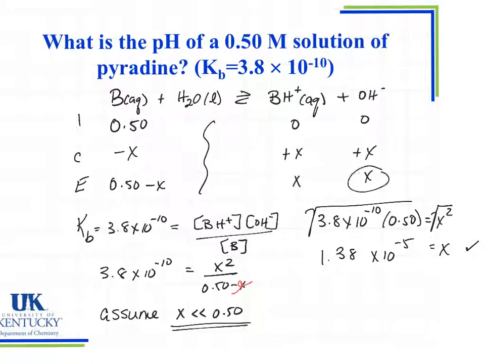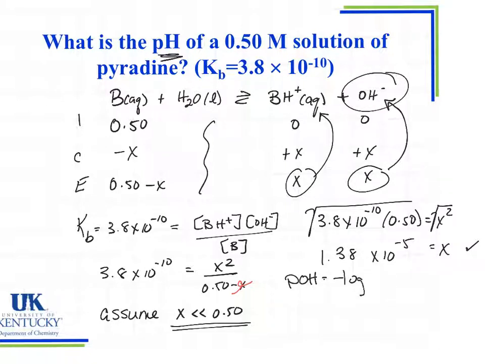All right, now let's think about what x is. If we look up here, we see that x is the OH minus concentration. Of course, it's also the BH plus concentration, but what I'm trying to find is pH. If I'm trying to find pH, it is the fact that it is the OH minus concentration that I need to know. So let's take that x and first get the pOH by taking the negative log. This is going to give me a pOH value of 4.86.